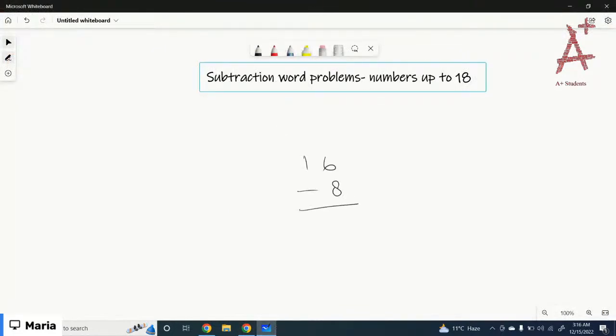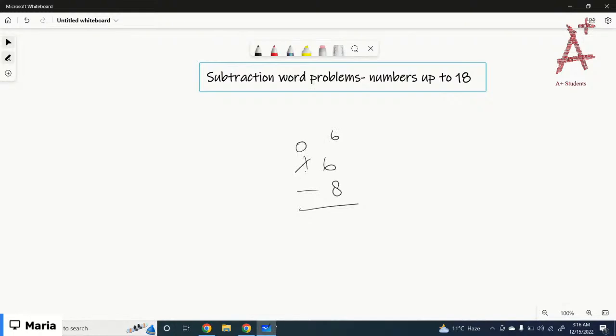Sixteen take away 8. Okay, you cannot subtract 6 out of 8 because 6 is smaller than 8. Got it? So you have to make this number greater than 8. So for this, you have to borrow 1 from the last digit. You already have 6 here. You have to borrow 1.